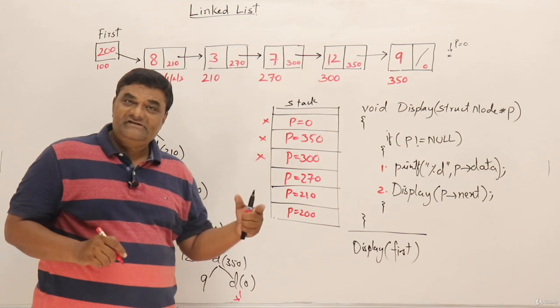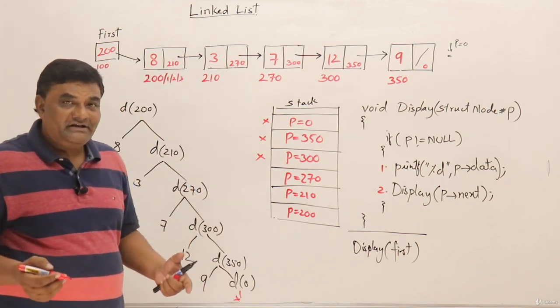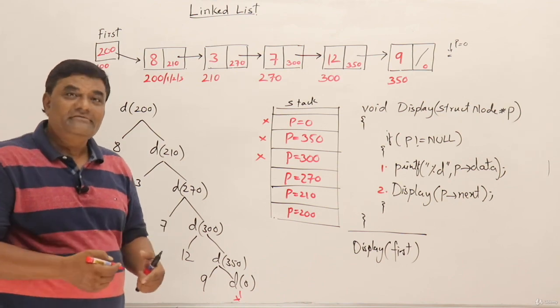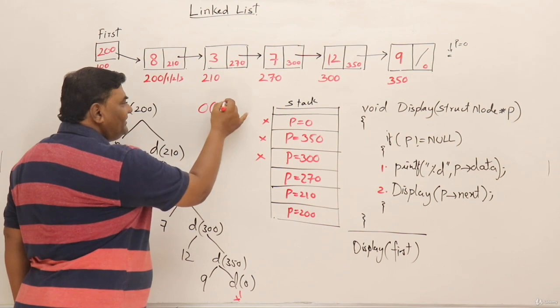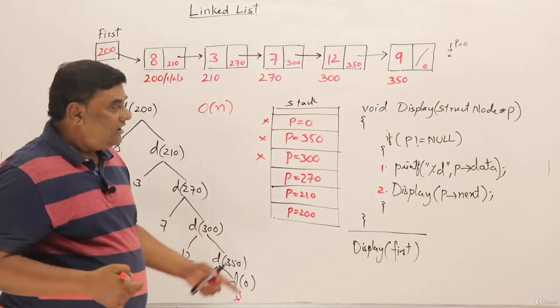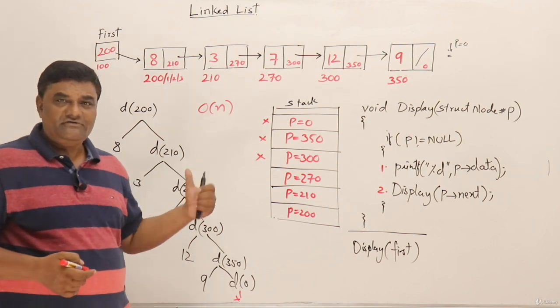Then how many times is it printing? It depends on the number of nodes. So what is the time taken? N times printing. Time is N. So the time is order of N, whether you use a loop or recursion. In the loop, it will repeat N times, so it is order of N.